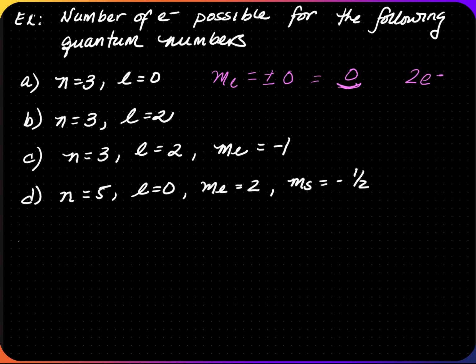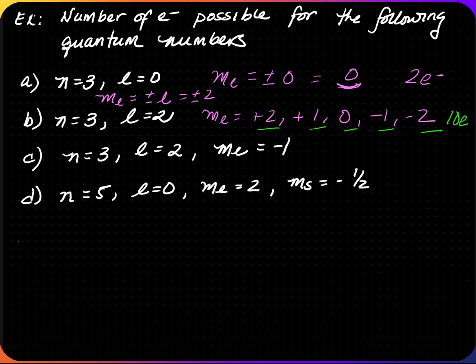So N equals 3, L is equal to 2. So ML is going to equal plus 2, plus 1, 0, minus 1, minus 2, because ML is equal to plus or minus L, which is equal to plus or minus 2. And remember, it's the entire range. ML represents the orbital or orientation in space. This one has 5: 1, 2, 3, 4, 5. Each orbital can only hold a maximum of 2 electrons. So this is 10 electrons.